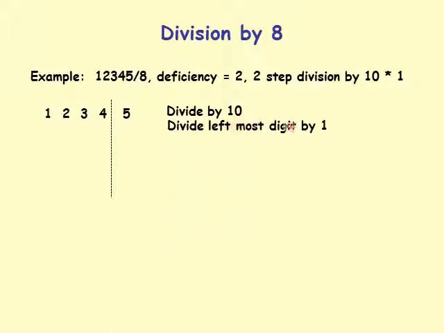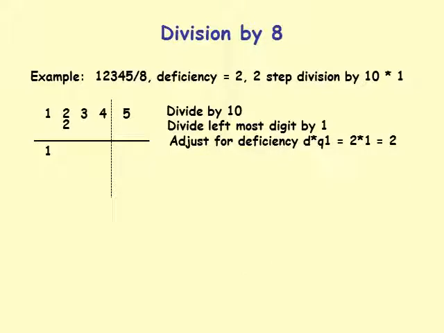Now divide the leftmost digit by 1. So leftmost 1 divided by 1 is 1. Now adjust for deficiency, which is deficiency times Q1, which is 2 times 1 is 2. So we got 2 here. 1 times the deficiency, 2. 2 plus 2 is 4. Then add the digits in the next column. 2 plus 4 is 4. We divide by 1, which is 4.